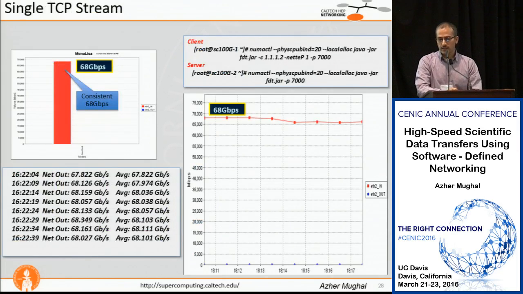So using the Haswell system and the configuration on the last slide, and after doing lots of tuning, with a single TCP stream we were able to go to 68 gig. And this is pretty consistent across this plot. We didn't use iPerf or iPerf3 or any other network testing software. Rather, we used an application that is used to transport large data sets called FDT, and it is also open source software designed by one of our team members here at Caltech, and it is available through the website supercomputing.caltech.edu.